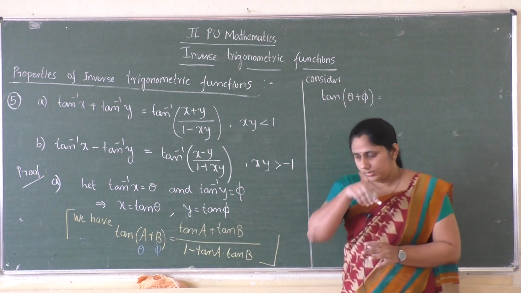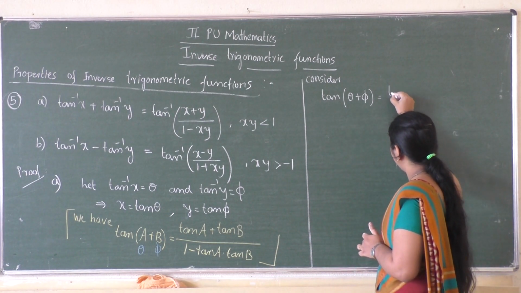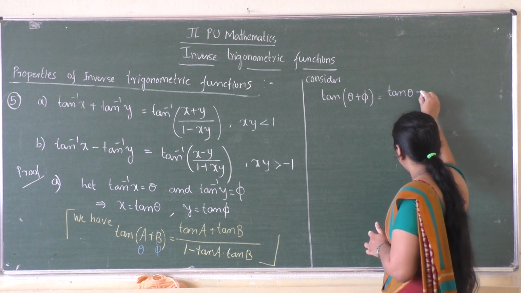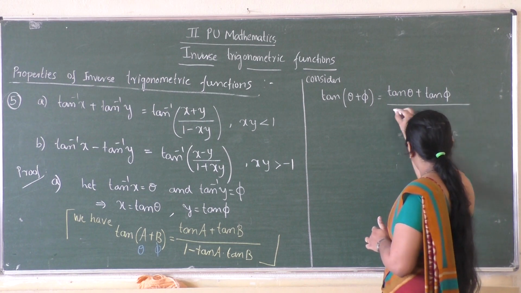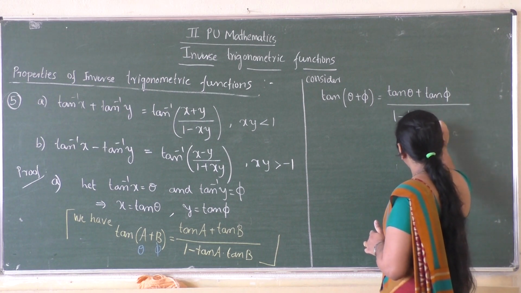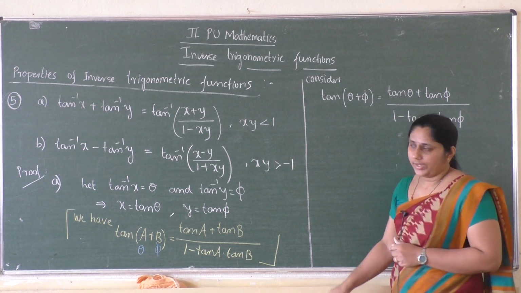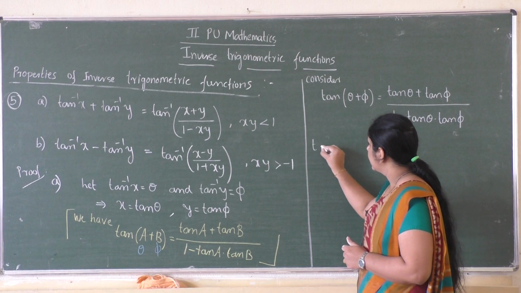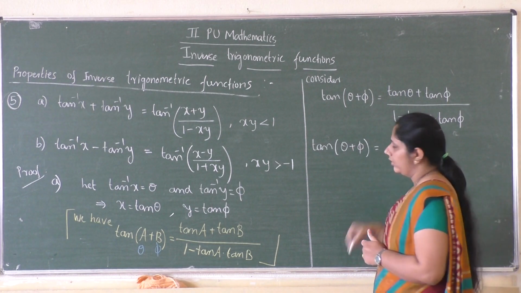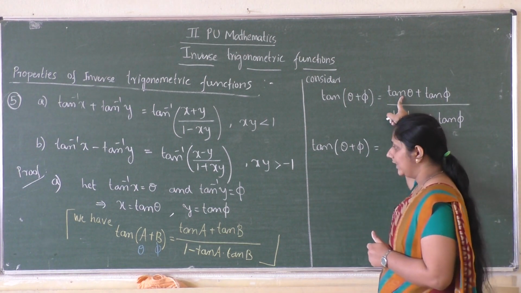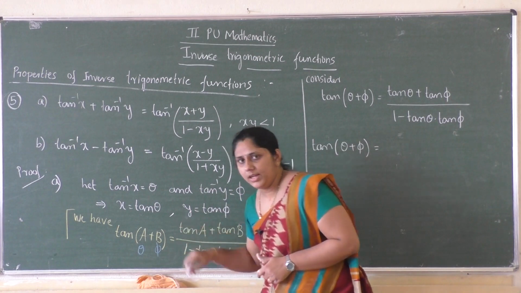So we have to use this formula, that is tan of theta plus phi. The formula is tan theta plus tan phi divided by 1 minus tan theta into tan phi. Now this is tan of theta plus phi, which is equal to, what is tan theta? Tan theta will be x and tan phi will be y.